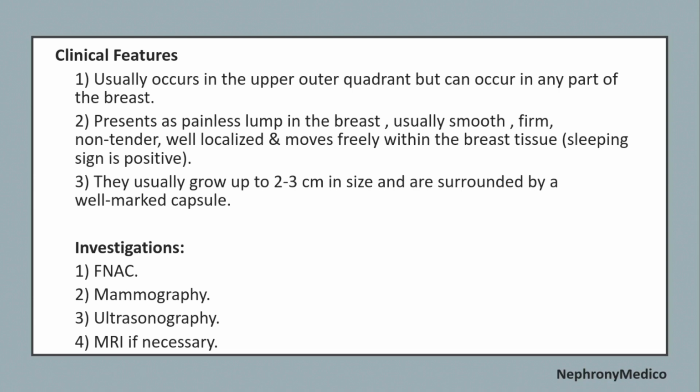Now, clinical features. It usually occurs in the upper outer quadrant but can occur in any part of the breast. It presents as a painless lump in the breast, usually smooth, non-tender, well defined, and moves freely within the breast tissue. The slipping sign is positive, and they usually grow up to 2 to 3 cm in size and are surrounded by a well-marked capsule. Investigations include FNAC, mammography, ultrasonography, and MRI if necessary.